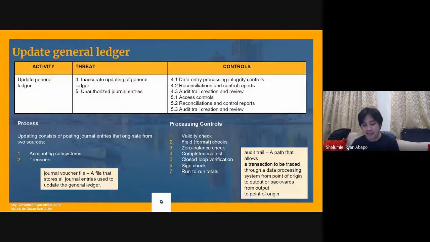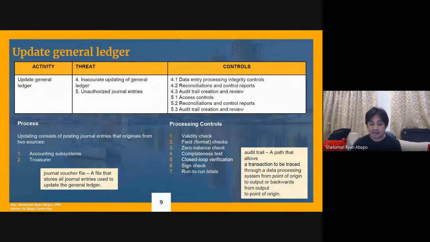Now, the third processing control will be the zero balance check. Okay, the zero balance check will verify now that the total debits equal the total credits in your journal entry. Okay? So dapat pag nag-create ng journal entry, same ang debit saka credit. So kung hindi yan siya same, hindi yan siya ma-add. So that's another validation or input control ng journal entry creation under the general ledger database.